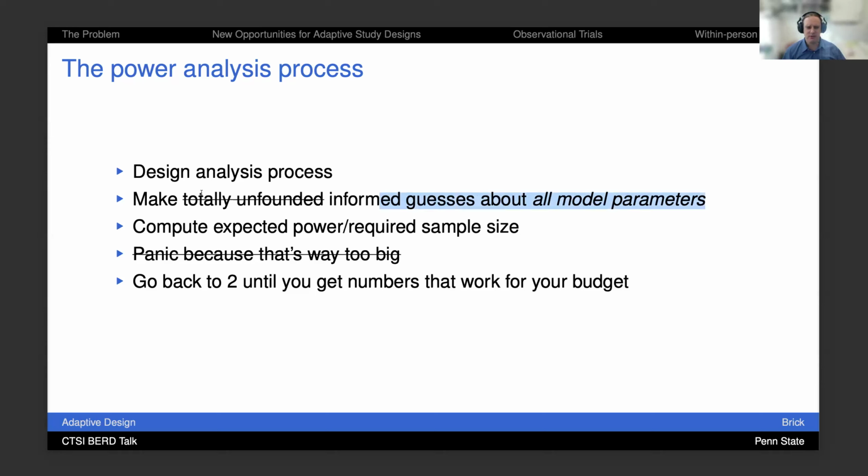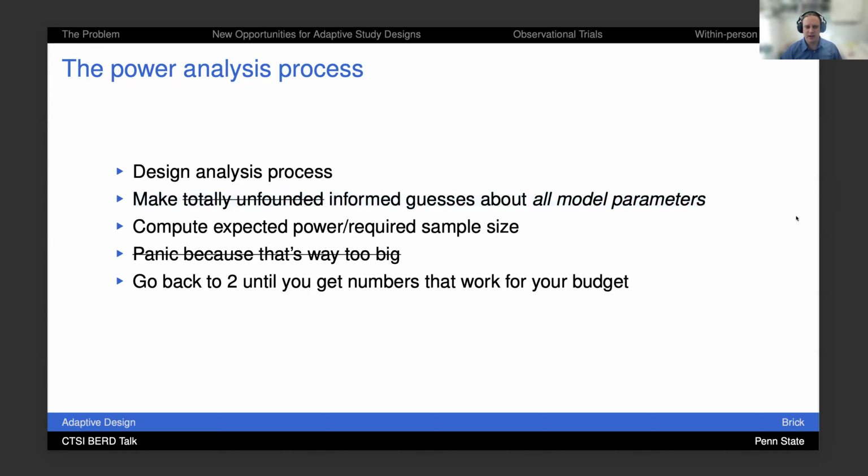But every time we're going through this part pretty strongly, right? We're making these guesses about the model parameters based on, in a lot of cases, intuition. And in some cases, even when you have pilot data, it's not quite the same as the data that you're going to get because it's only a pilot. And so there's a lot of detail in there that you just don't know.